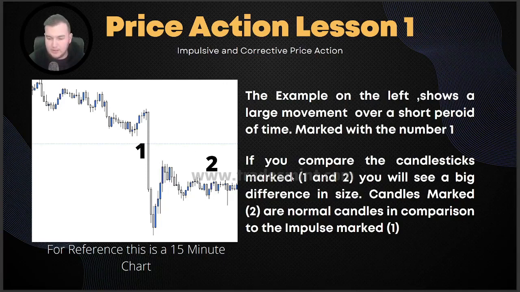Right, so if you compare the candlesticks marked 1 and 2, you will see a big difference in size. Candles marked 2 are normal candles in comparison to the impulse marked number 1. Okay, and this is how we can identify price action, right, by understanding impulsive and corrective.